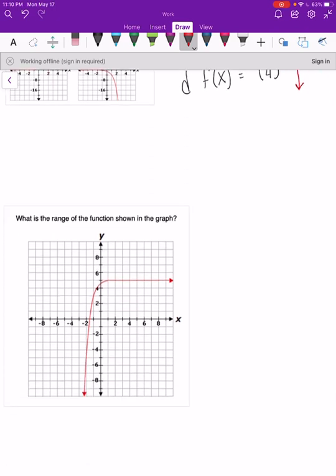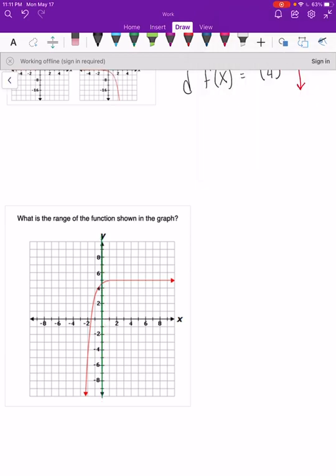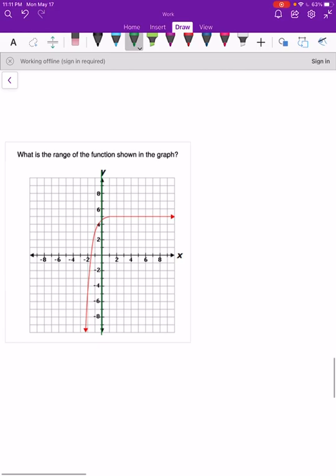And then down here it says, what is the range of the functions shown in the graph? So range is, where does my function fall on this y-axis? And it looks like it goes down, right? It's going down all the way down here to negative infinity. And how far up does it go? It looks like it goes up until about right here, and that number is at 5.